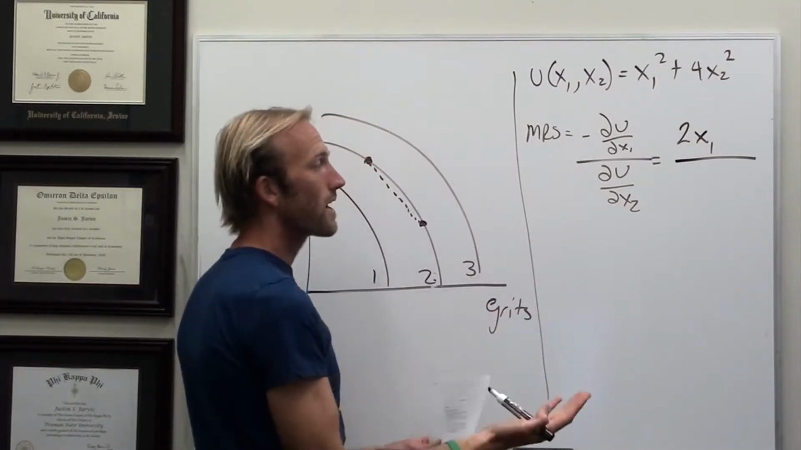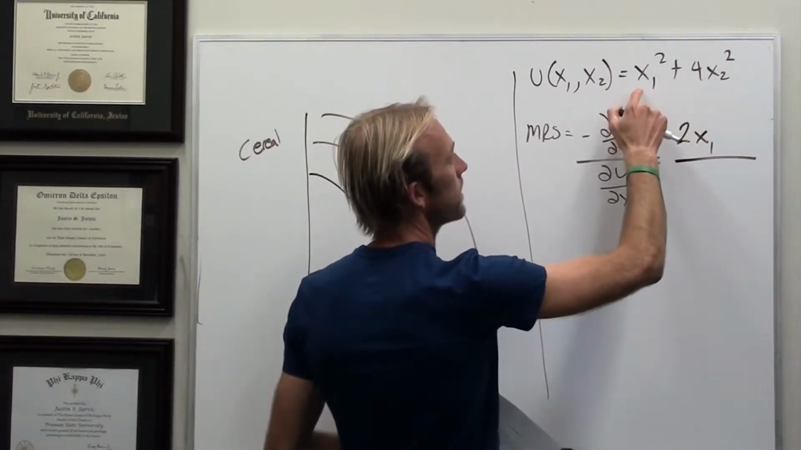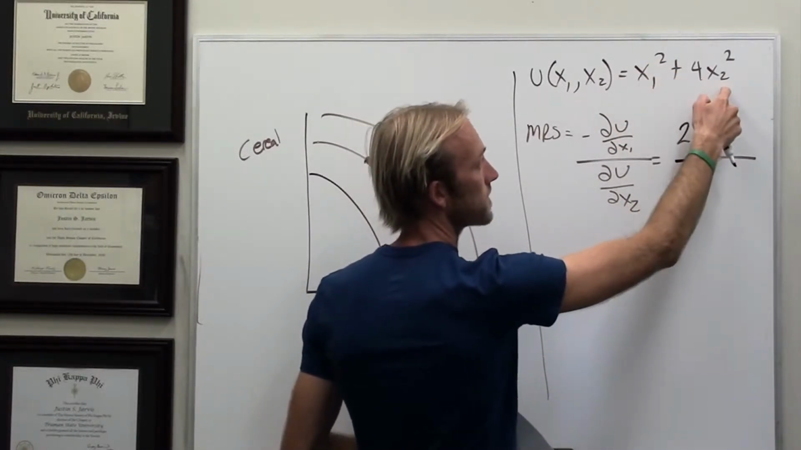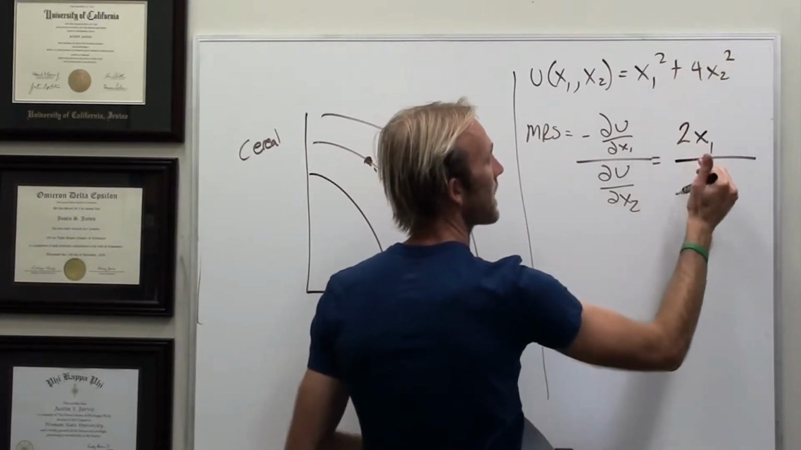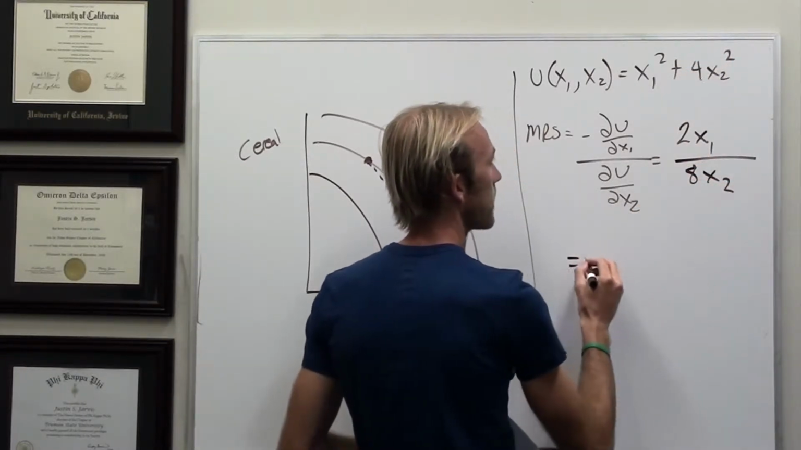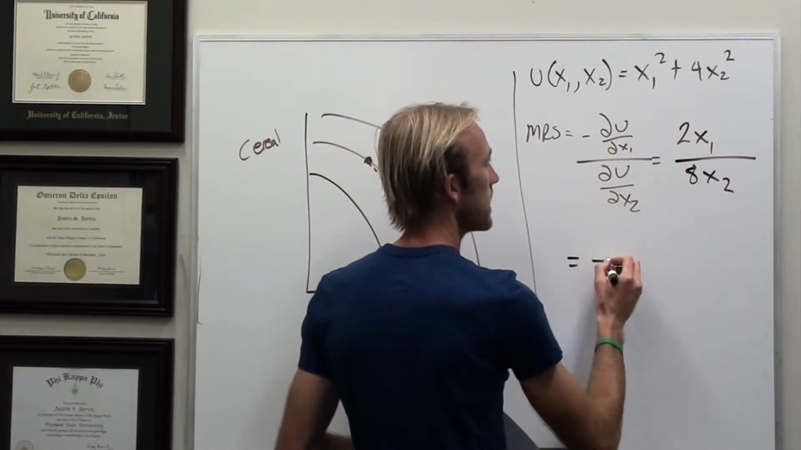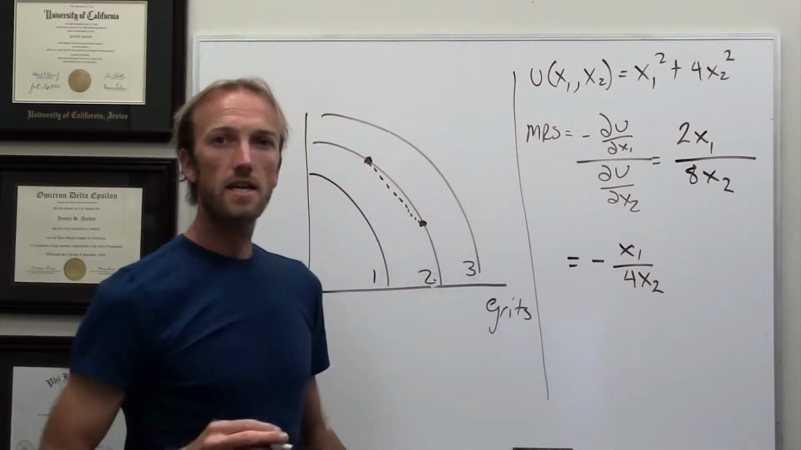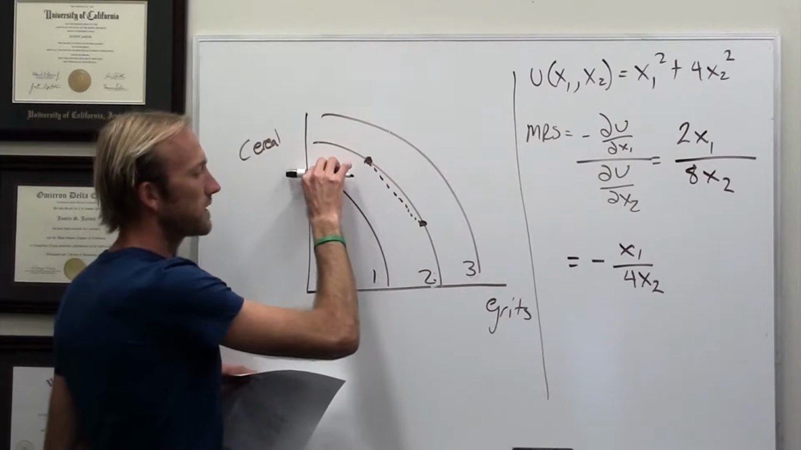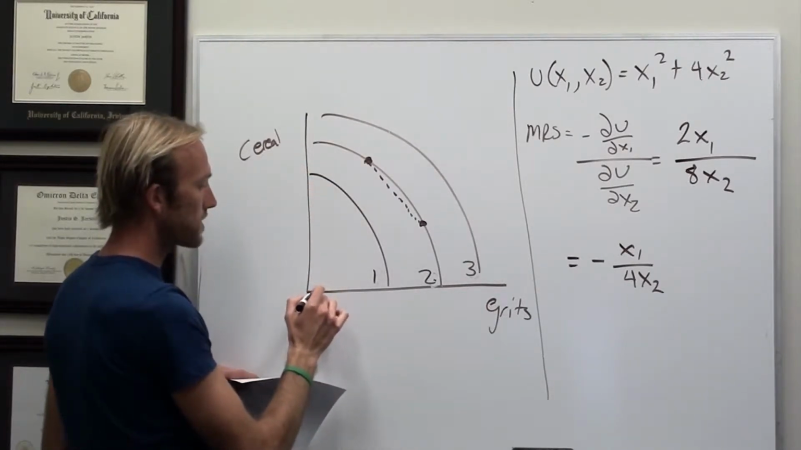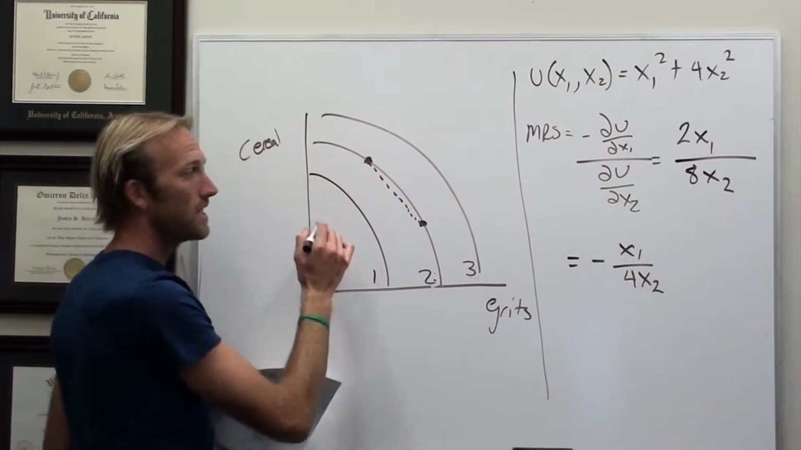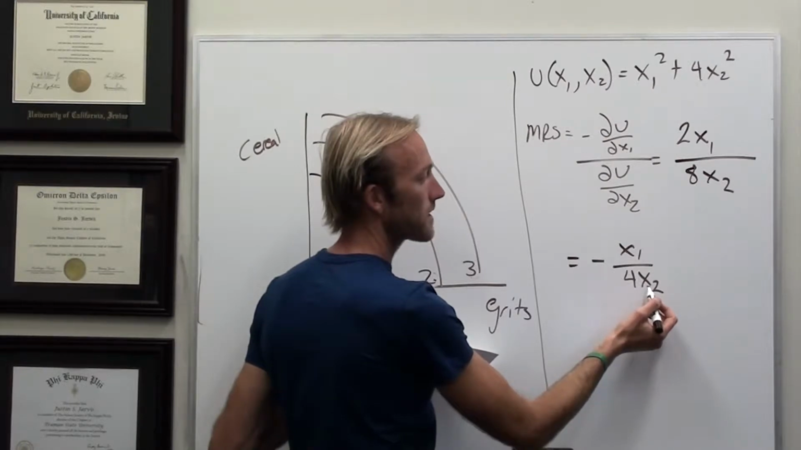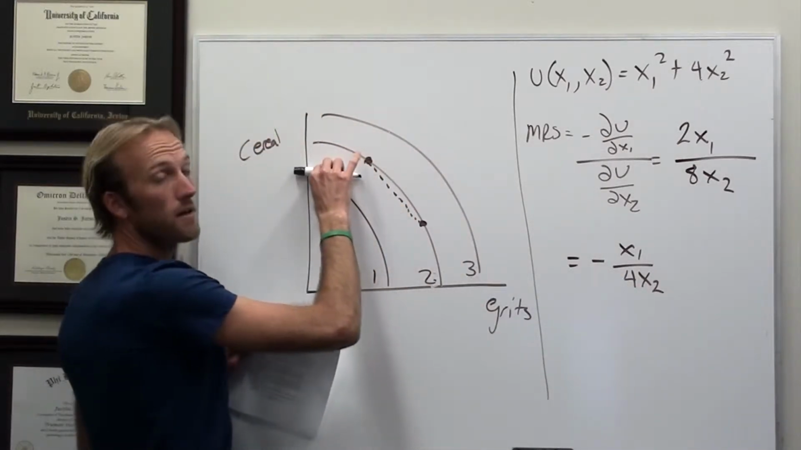Partial u partial x2. Let's do the exact same thing, but with respect to x2. So again, the derivative of this side now is 0. So it's going to be 0 plus whatever the derivative of this side is. I bring the 2 down, it's 8x2. Okay, and that is equal to, well, there's a negative out here in front, negative x1 over 4x2. Let's ask this question. If I'm way over here, where I have hardly any x1, so my x1 is small and my x2 number is big. So put a small number in here and put a big number in here, small over big, and that's going to make it be pretty small or flat, close to 0.